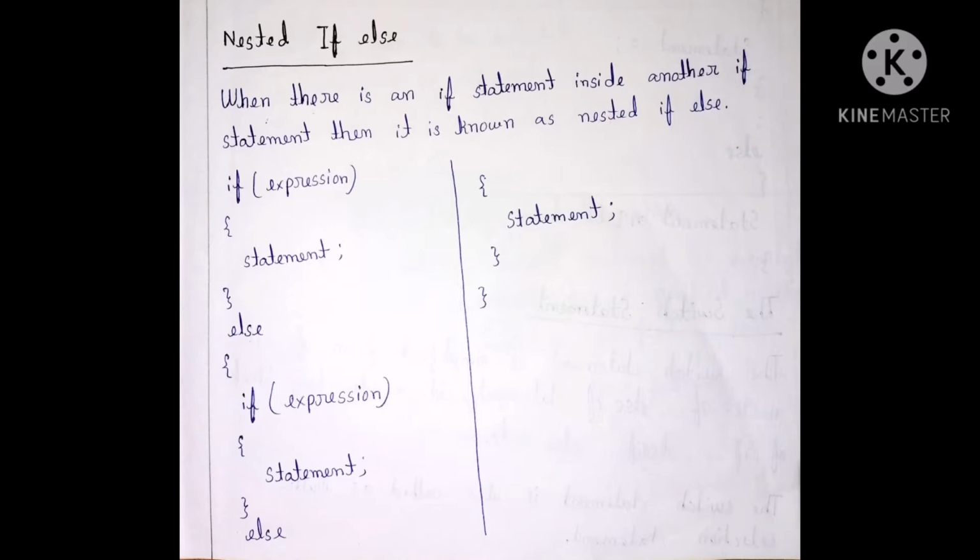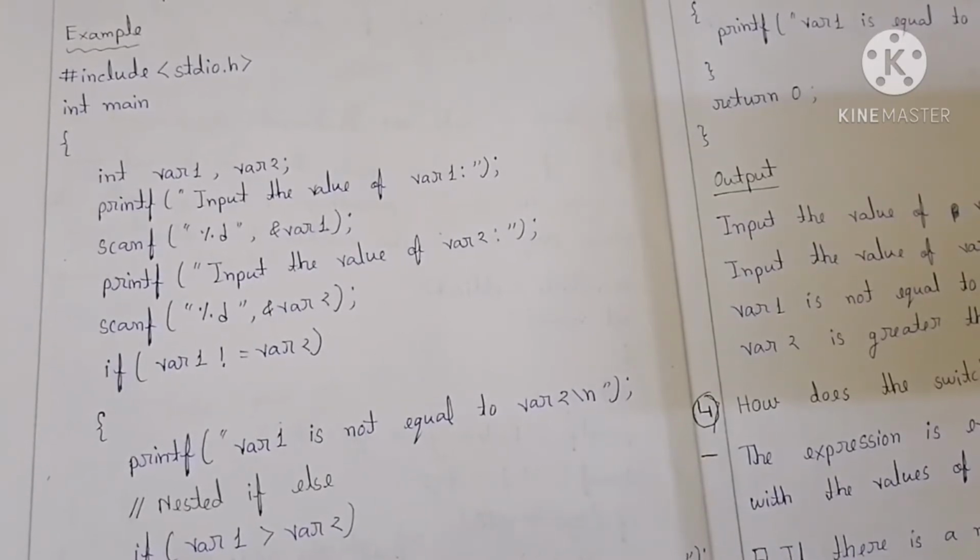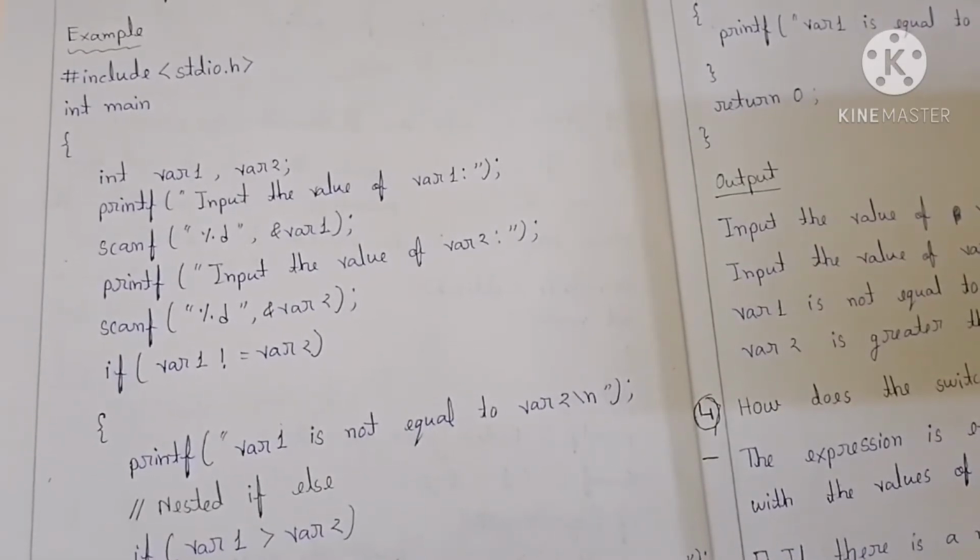First, if expression, then one statement will be there, then else. Here the nested if else statement will start. If expression, first statement, else, now another statement. So this is the syntax of the nested if else statement. Here is an example of a nested if else statement. So guys, here is an example of a nested if else statement.